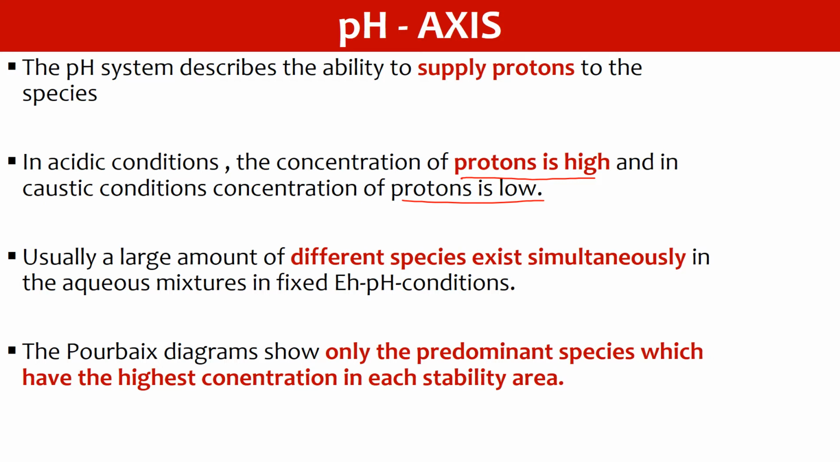Usually a large amount of different species exist simultaneously in an aqueous mixture at fixed EH-pH conditions. And the Pourbaix diagrams, as we said before, only show the predominant species, which have the highest concentration in each area of stability. In acidic conditions, some species favor a high proton concentration and are more stable there. And there are also species that favor reduced proton concentration, and they exist very well in alkaline conditions.